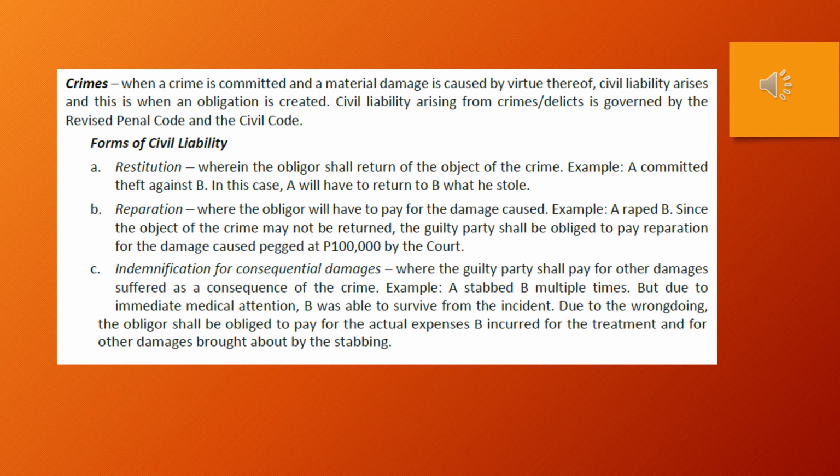Now, civil liability arising from crimes or delicts is governed by the Revised Penal Code and the Civil Code. So we have here different forms of civil liability. So we have restitution, reparation, and indemnification for consequential damages. So when we say restitution, the thing itself shall be restored. So it happens wherein the obligor shall return the object of the crime.